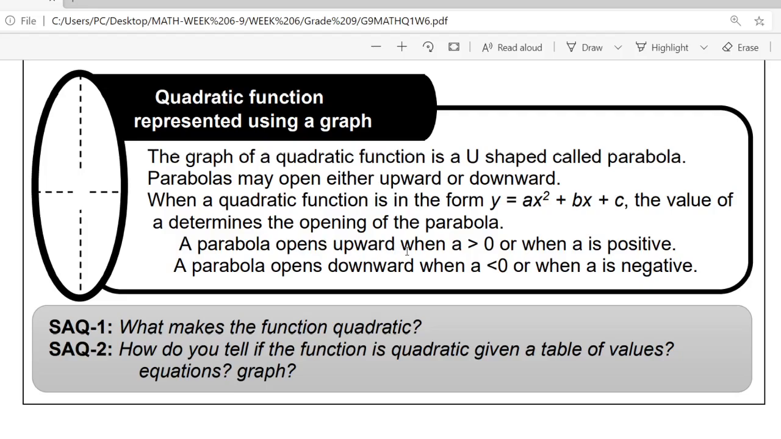A parabola opens upward if the value of a is greater than 0, or when a is positive. If it is greater than 0, therefore, of course, the value of a is positive. A parabola opens downward when the value of a is less than 0, or when the value of a is negative. If the value of a is negative, therefore, the parabola opens downward. If the value of a is positive or greater than 0, therefore, the parabola opens upward.